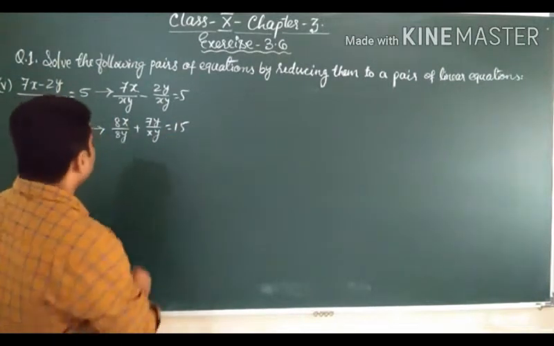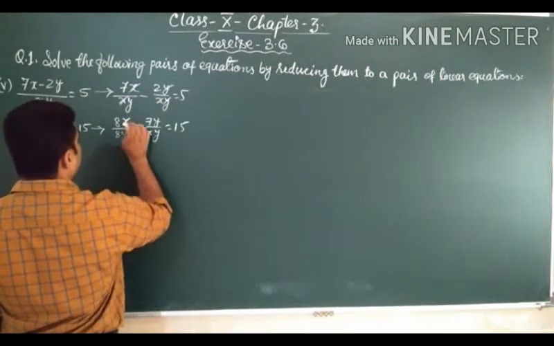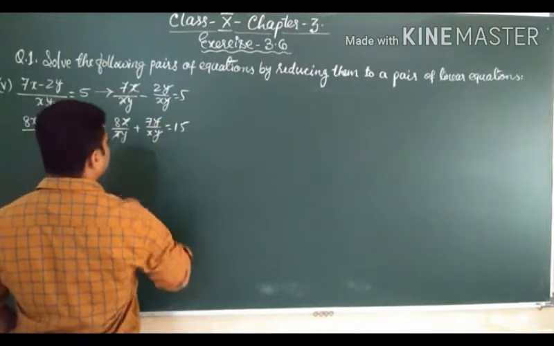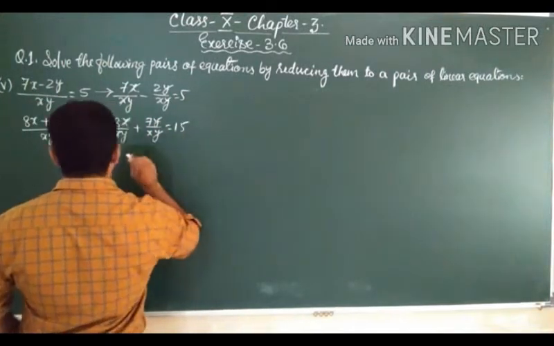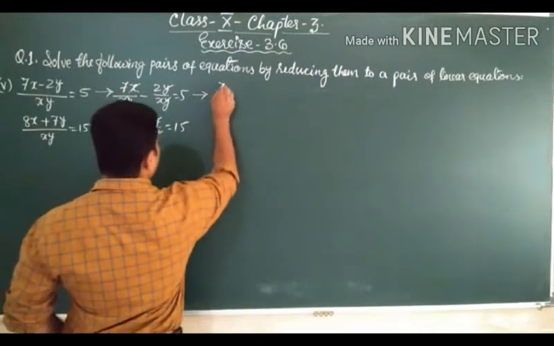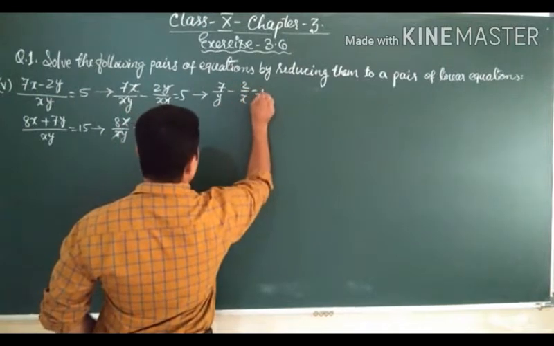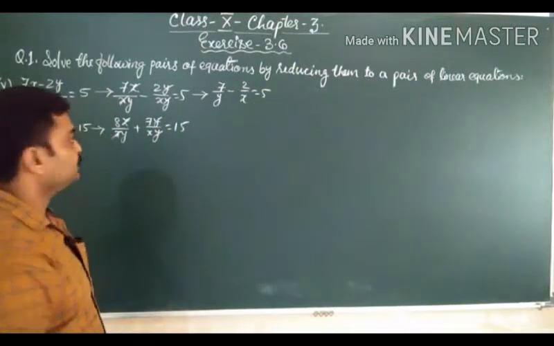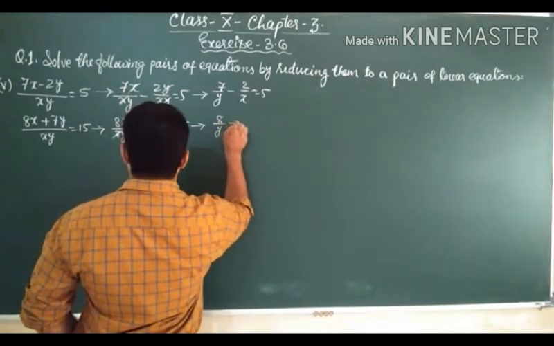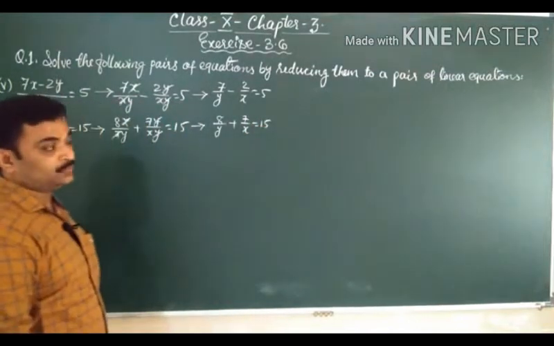Clear? Now here x cancels, y cancels, and here also x cancels and y cancels. So these equations will become 7/y - 2/x = 5. Clear? And 8/y + 7/x = 15.